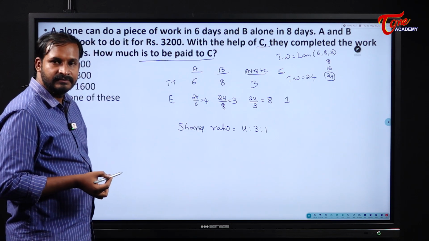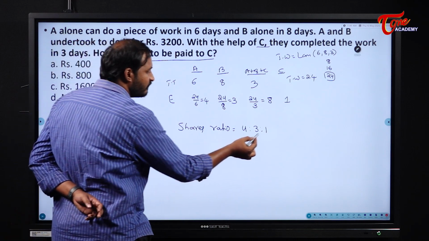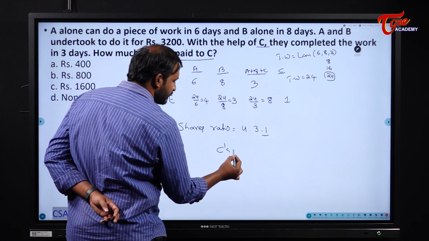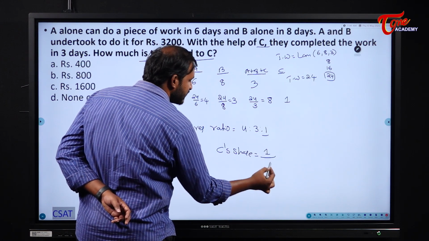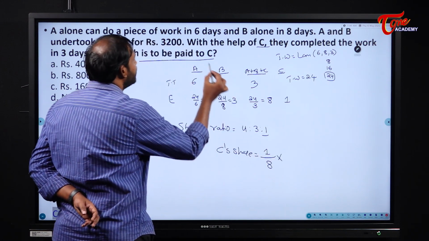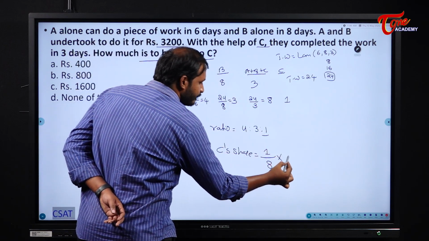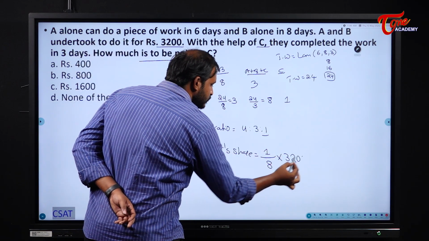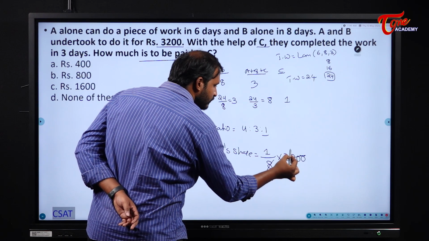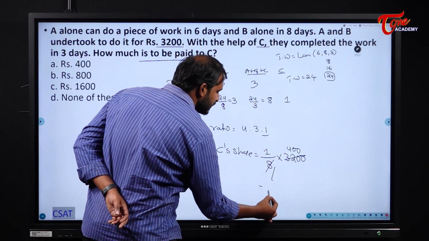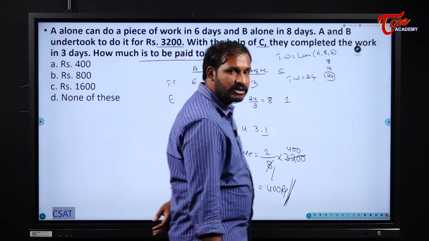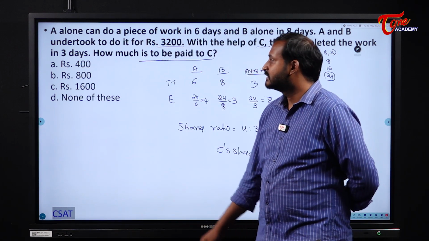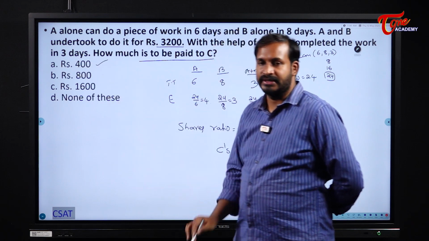Now, how much is to be paid to C? That is the question. So, C's share is 1 part out of a total of 8 parts, into the amount which they should divide here, 3200. 8 ones are 8, 8 fours are 32, and 0, 0. So what is the share of C here? 400 rupees. C's share is 400 rupees.